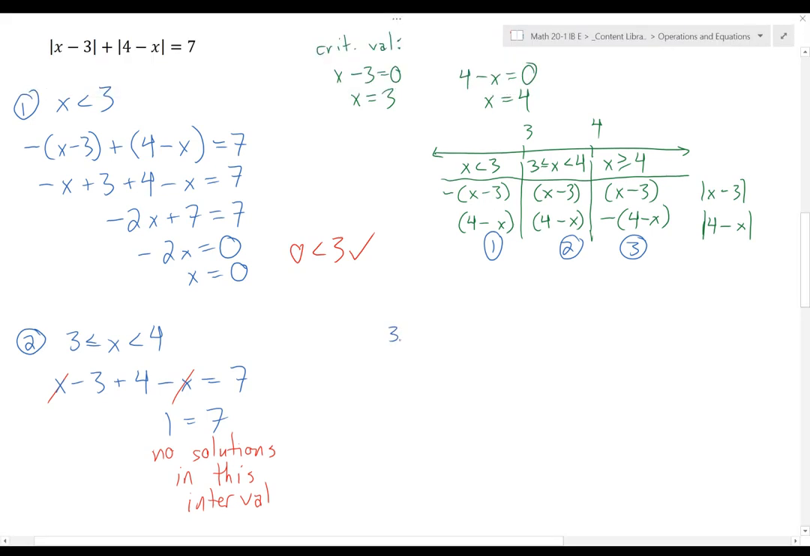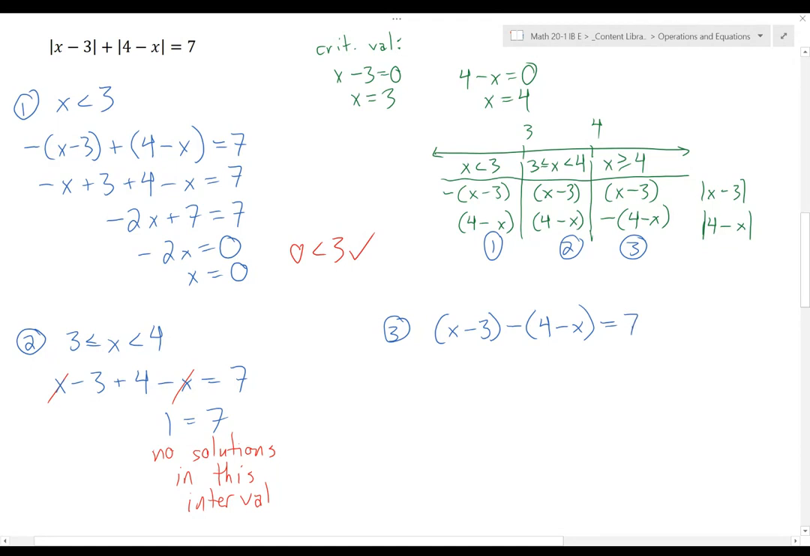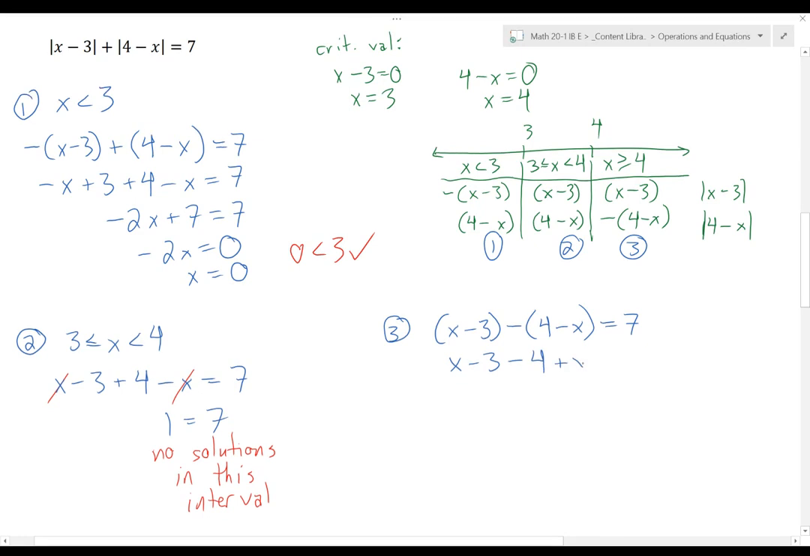And our third equation, in this interval, x minus 3 is positive, but 4 minus x is negative. So we have x minus 3 minus 4 minus x equals 7, which when we distribute is x minus 3 minus 4 plus x equals 7. So 2x minus 7 is 7, 2x is 14, so x is 7.